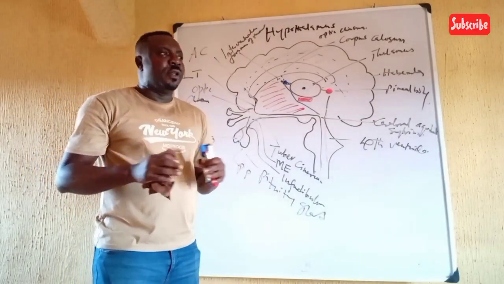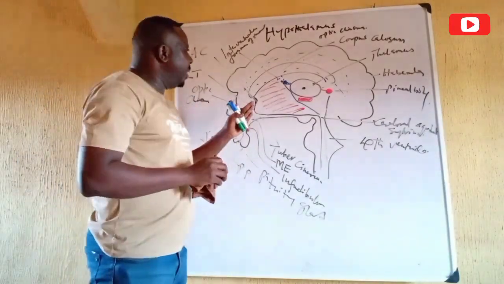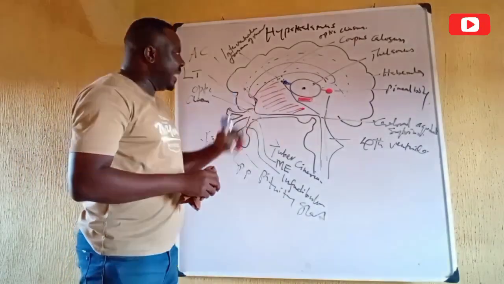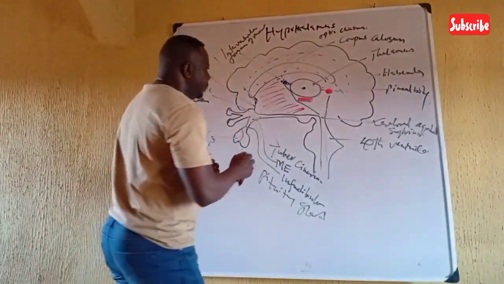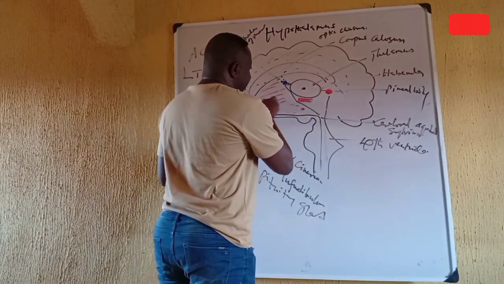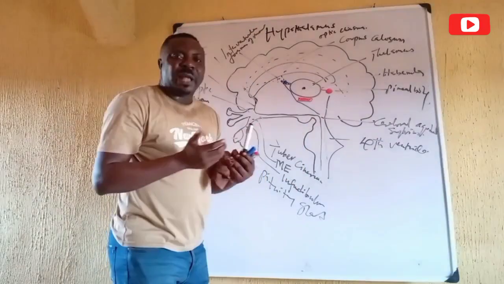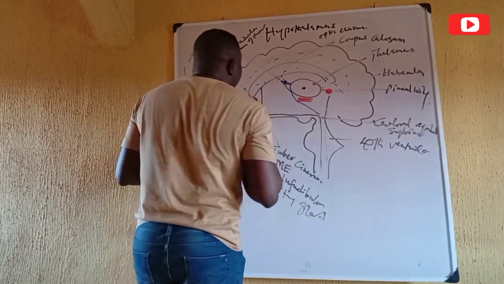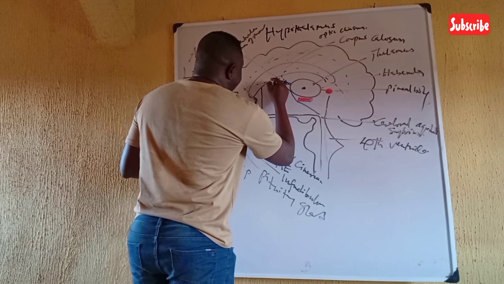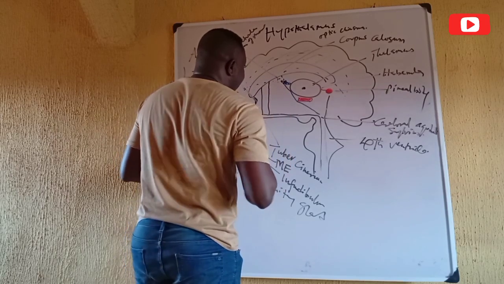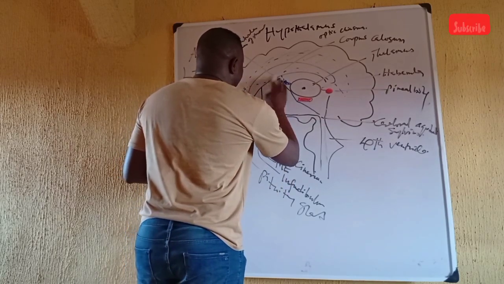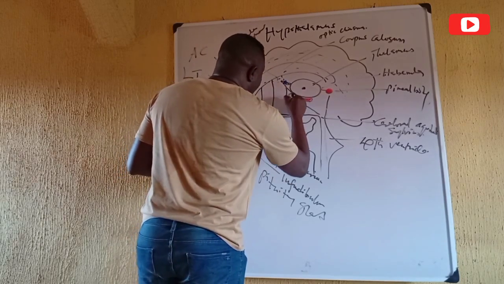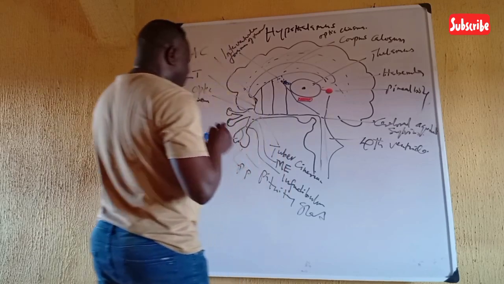Now, I also mentioned from our previous lecture that we normally have 4 groups of hypothalamic nuclei, and I'll quickly represent that on the board for better understanding. Now, the hypothalamic nuclei consist of the preoptic group, we have the supraoptic group, and then we have the tuberal group and the mammillary group.